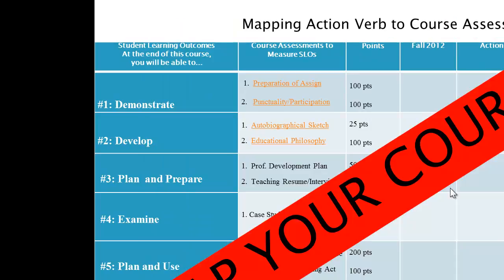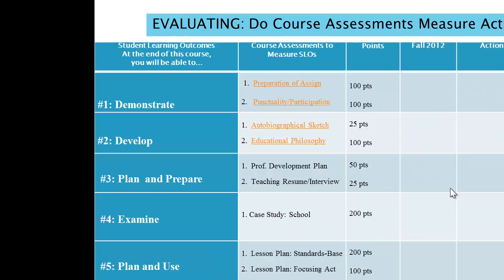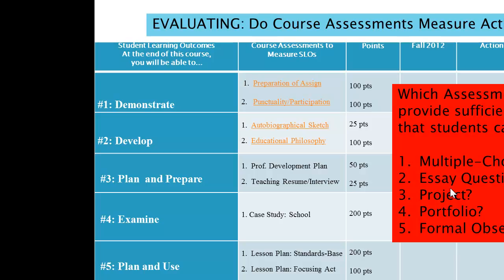We would love it if you could map your course using this handout or worksheet, so that you'll be assured that your assessment is actually trying to measure your student learning outcome. When we map it, we want to make sure that the course assessment really represents what we want the students to do. So we look at the actual action verb and then ask which assessment actually provides the most evidence that students are doing this.